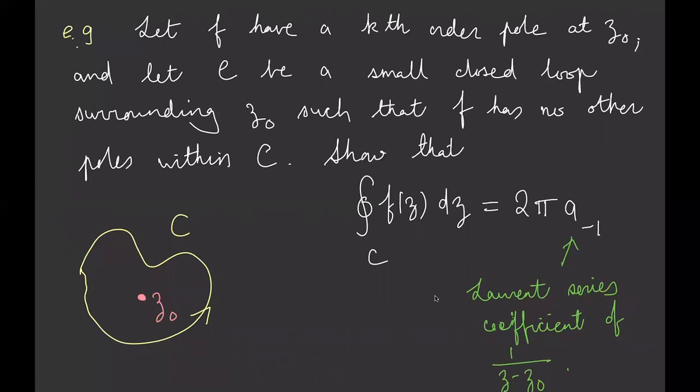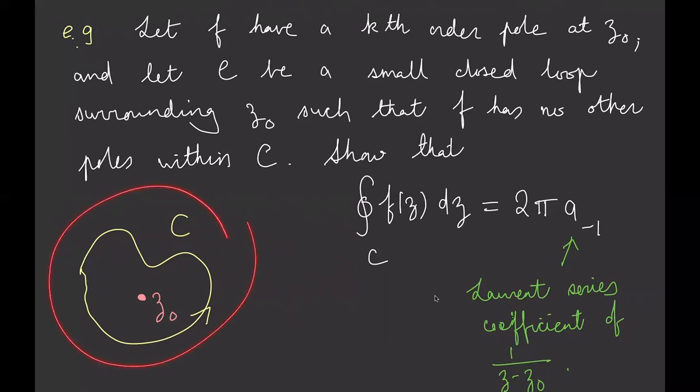Now what I want to do is extend this a little bit and gain some insight into how this Laurent series is going to help us calculate certain integrals, and we are going to develop the residue theorem by going through this process step by step. So in this example, let's suppose f has a kth order pole at z0. All the previous things in those slides apply, and let C be a small closed loop surrounding z0 such that f has no other poles within C.